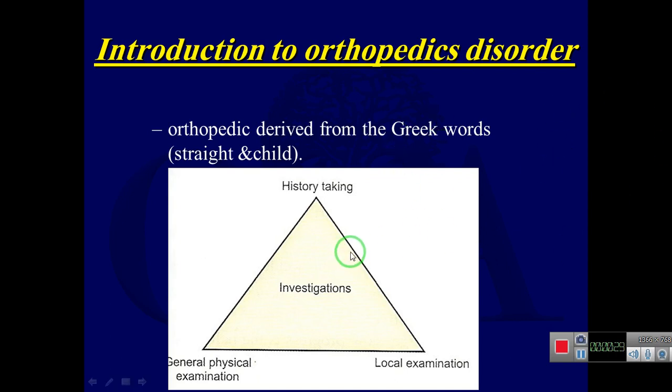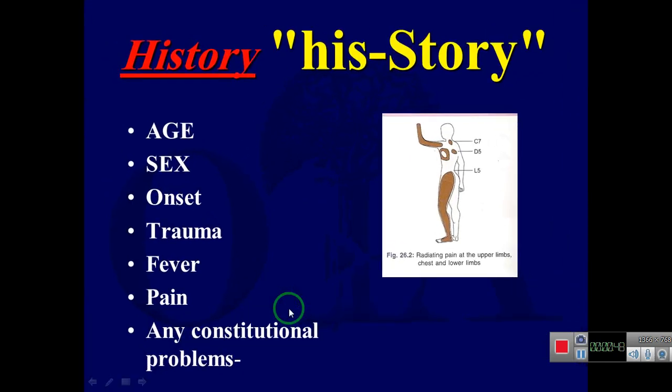The diagnosis of orthopedic disorder revolves around the following fundamentals: good history taking, local examination, general and physical examination, and aided with investigation. We start with history. The history, or his story as told by the patient, and history taking is an art. There are certain points of importance in the history, including age, sex, onset, trauma, fever, pain, and any problem.